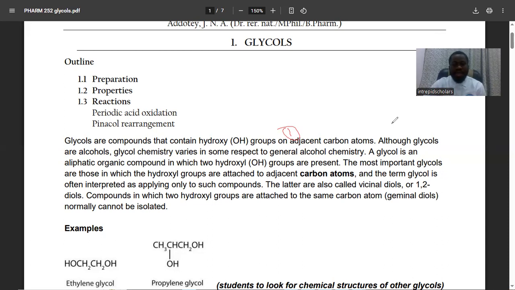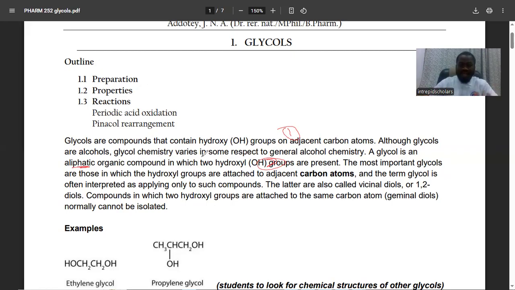A glycol is an aliphatic organic compound in which two hydroxyl groups are present. And so this is definition two. Now, the first one was saying that glycols are just organic compounds, of course, that have hydroxyl groups on adjacent carbon. The second one is telling us that it's an aliphatic organic compound. We know aliphatic, right? We know aromatic; what's at the other side of aromatic is aliphatic, right? So either it's a straight chain or it's cyclic.